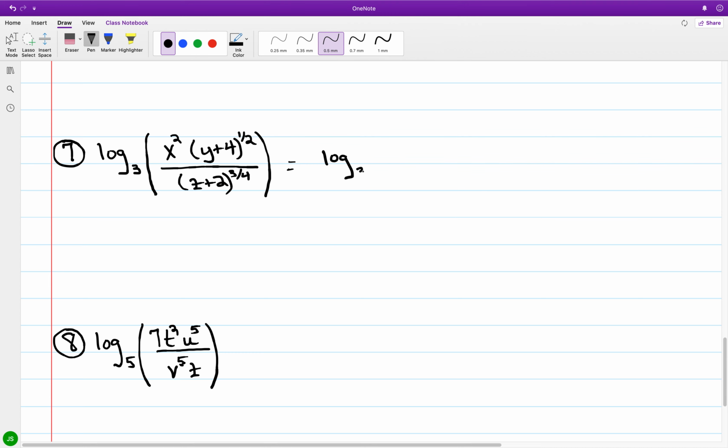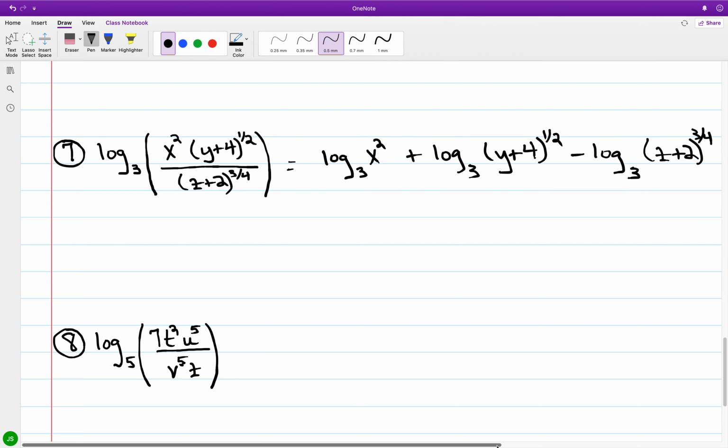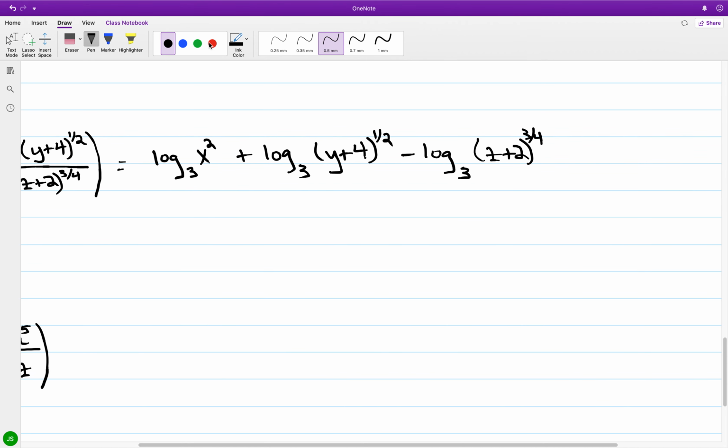expression or factor at the top, x squared. So the base 3 logarithm of x squared. Next, plus the base 3 logarithm of the quantity y plus 4 raised to the 1/2. And with z plus 2 raised to the 3/4 at the bottom, we have minus the base 3 logarithm of the quantity z plus 2 raised to the 3/4.